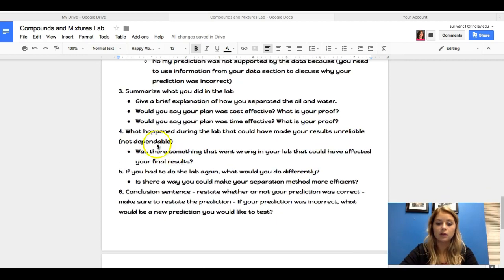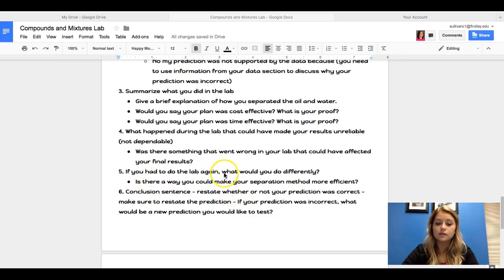And then the fourth thing here, you need to talk a little bit about what happened during the lab that could have made your results unreliable. What unreliable means is not dependable or not accurate. So was there something that went wrong in your lab that could have affected your final results? This is where you need to note those actions that might have affected how your results ended up in the end.